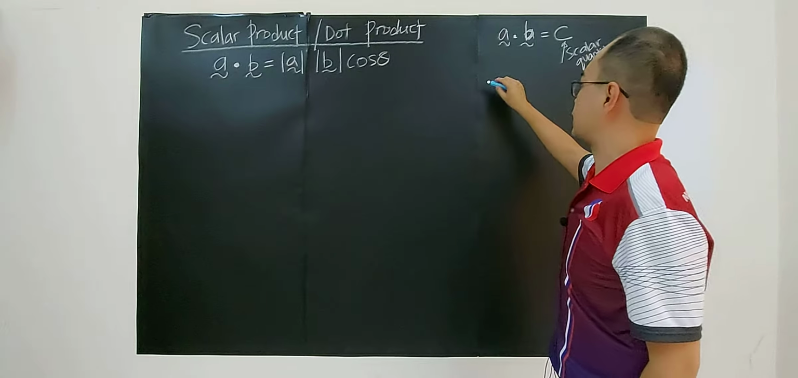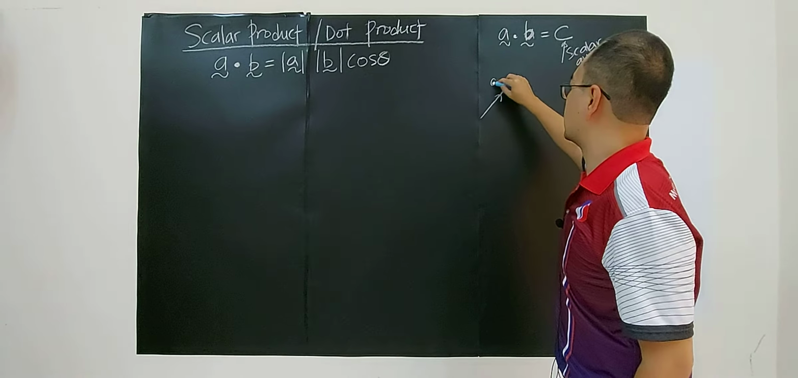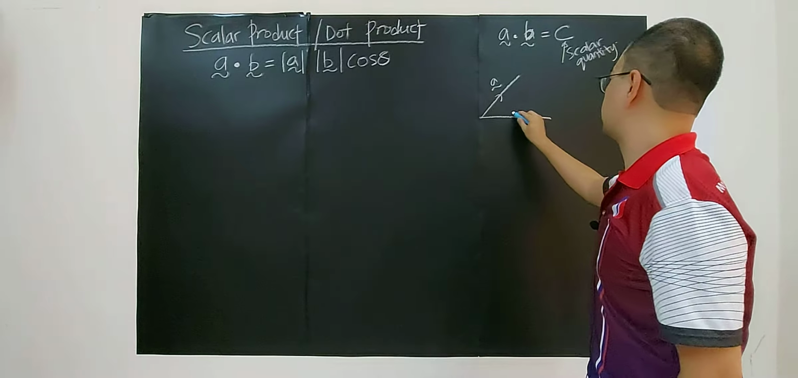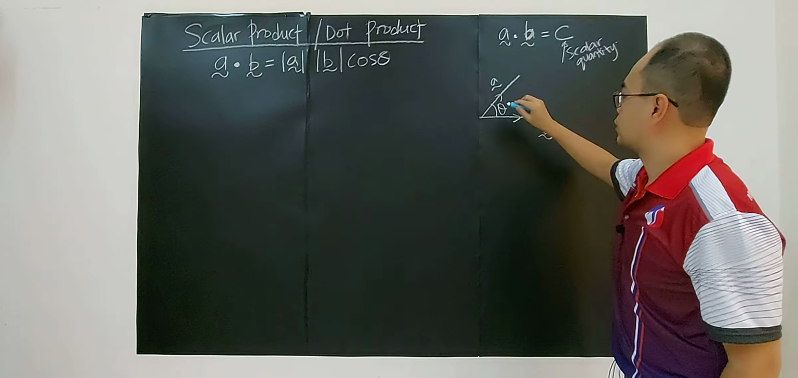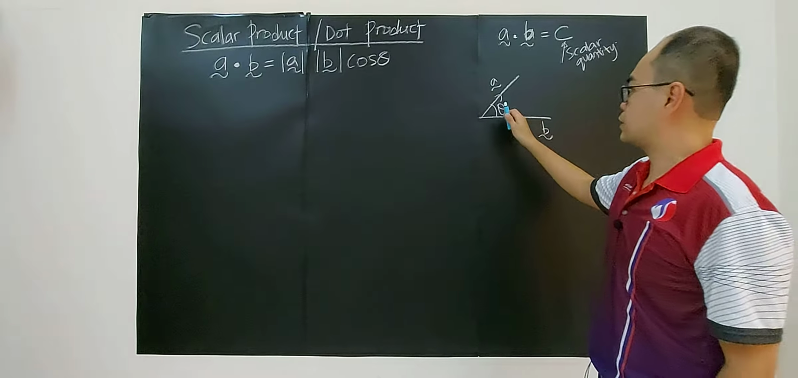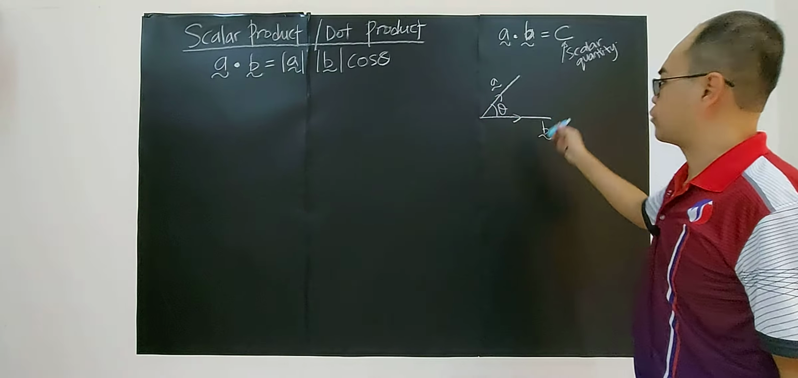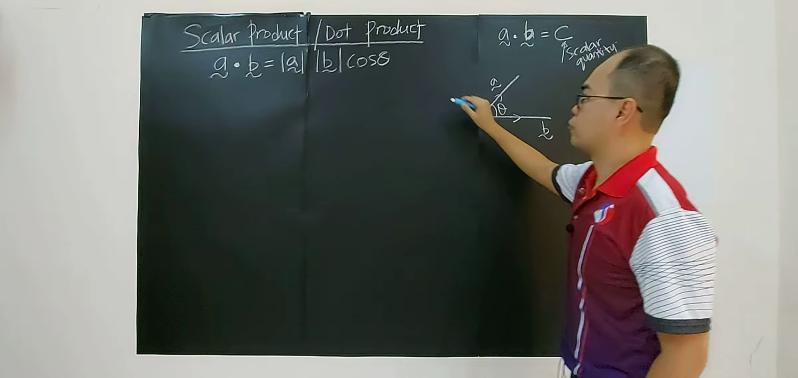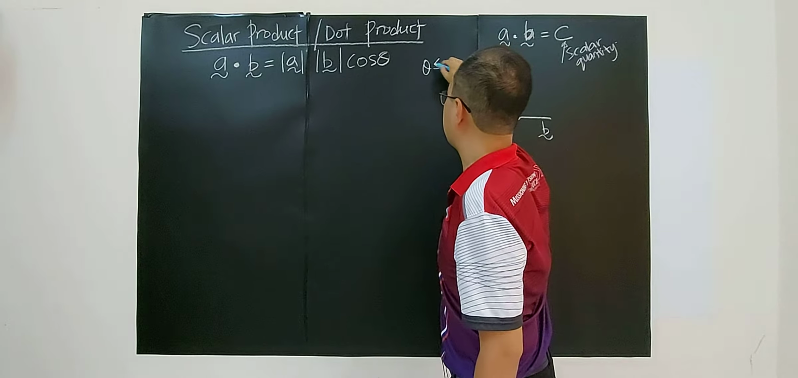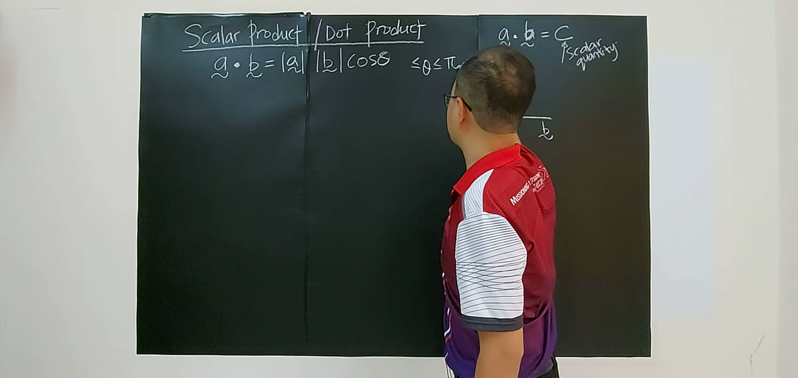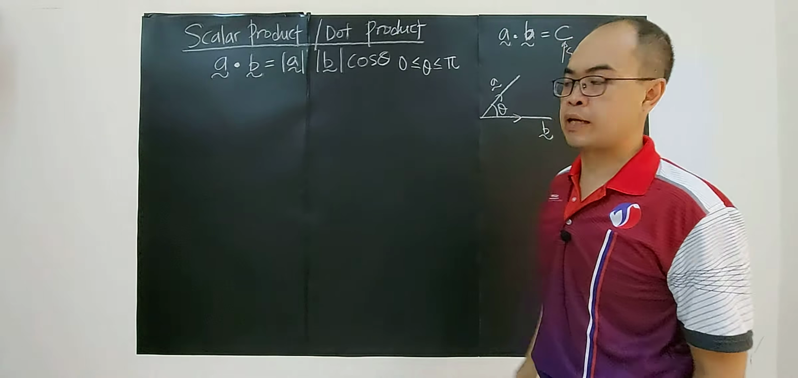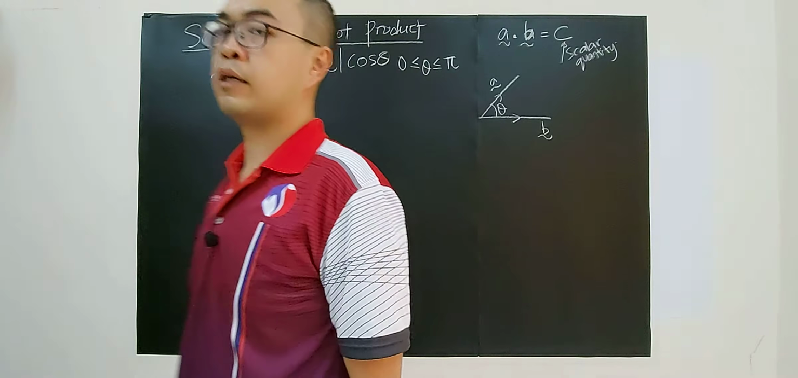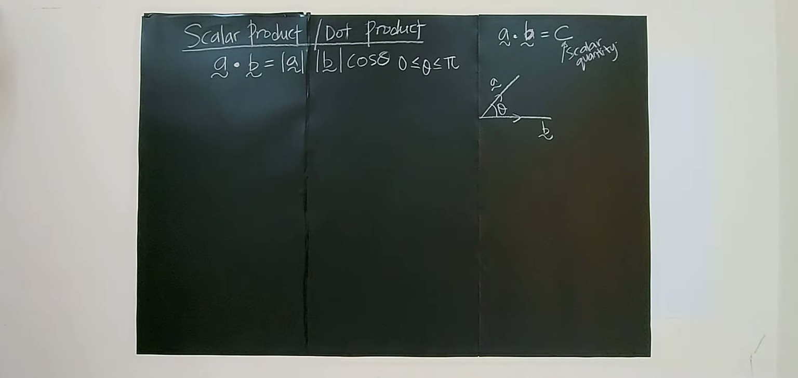And what is theta? Theta is the angle between the two vectors A and B. For your knowledge, the angle can take values from 0 up to pi, or we say 0 up to 180 degrees. It's either an acute angle or an obtuse angle.